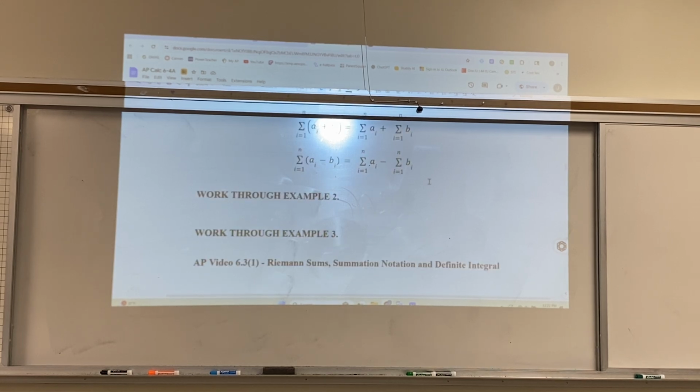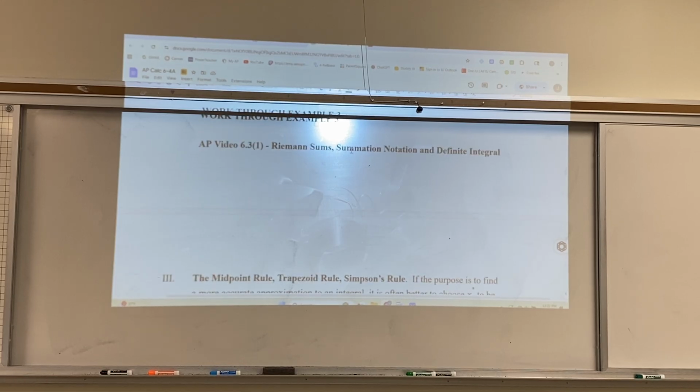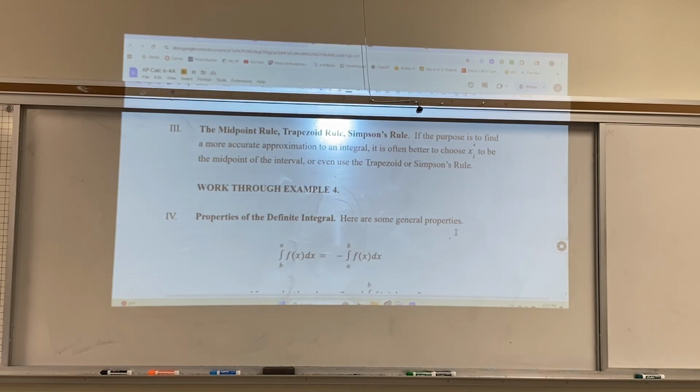Because I want to show you something else. Okay, we'll work through these examples tomorrow. I did assign an AP video, if you want to see somebody else doing Riemann sums, and this back and forth between summation versus integral. Here's a video I've assigned to look at. Okay, in addition to the rectangles, we have the midpoint, which is still a rectangle, trapezoid, and Simpson's rule. Okay, we practiced that.